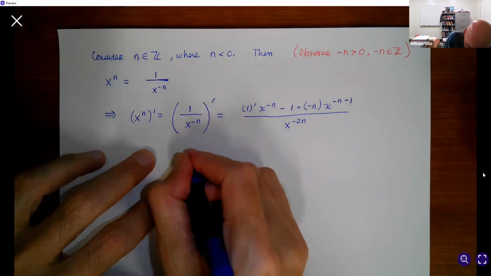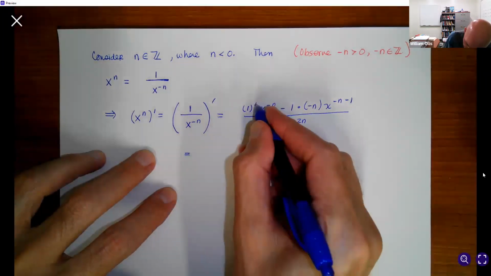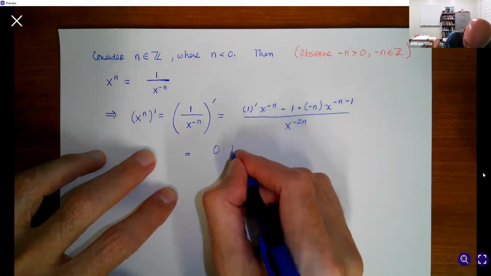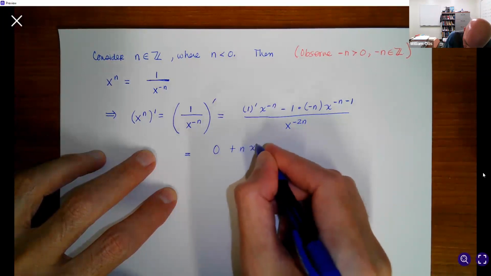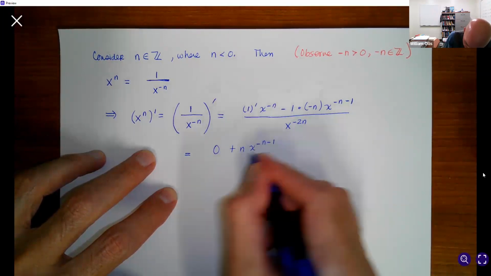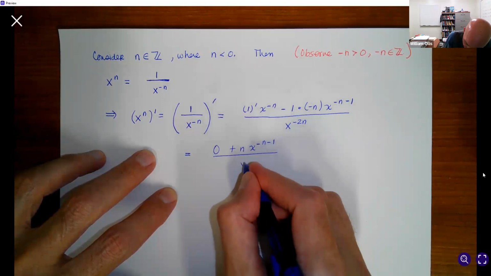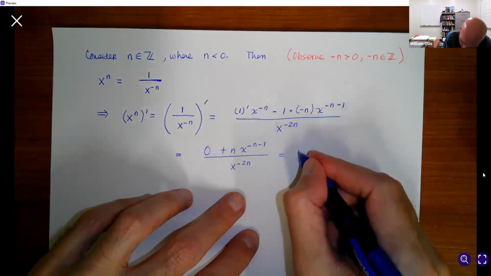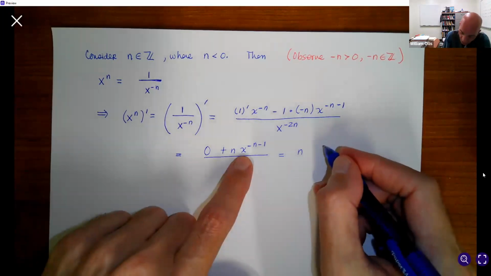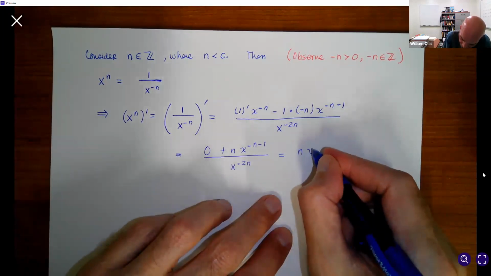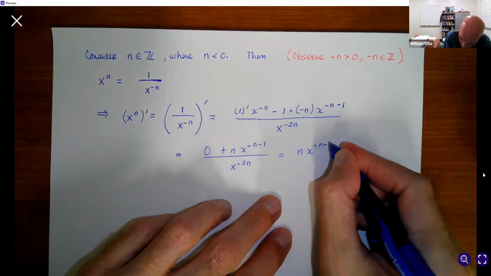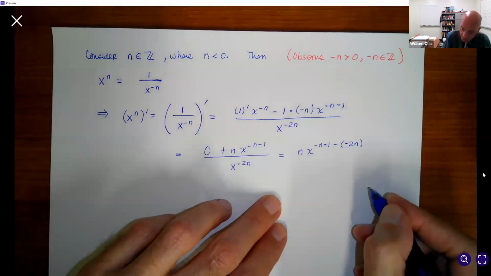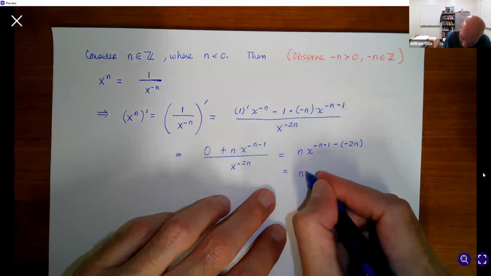So now that's just a 0. So we have 0 times that. So that's a 0. And then minus minus. So we have plus n x to the minus n minus 1 divided by x to the negative 2n. So now we have n. And now we can subtract the powers. So we have x to the minus n minus 1 minus the negative 2n, which is just the laws of exponents. So that gives us nx.